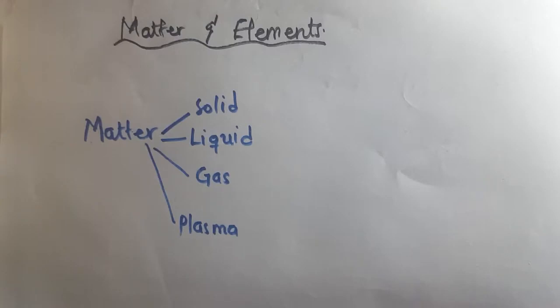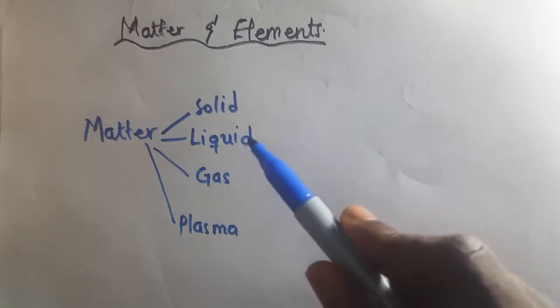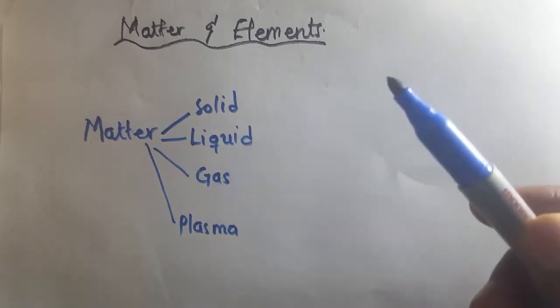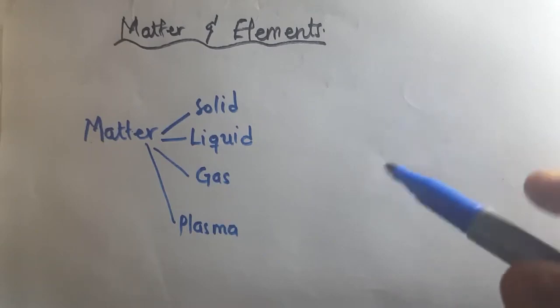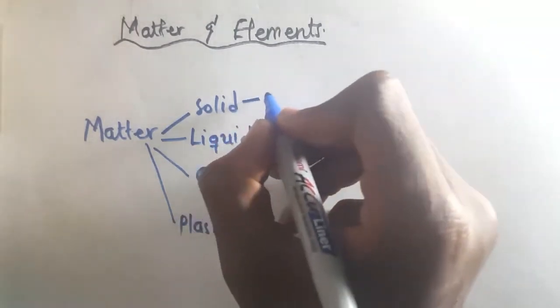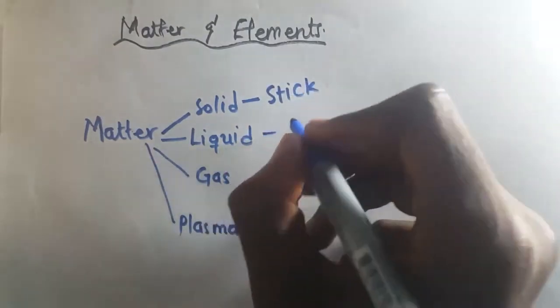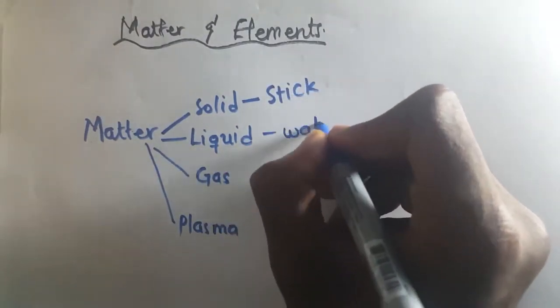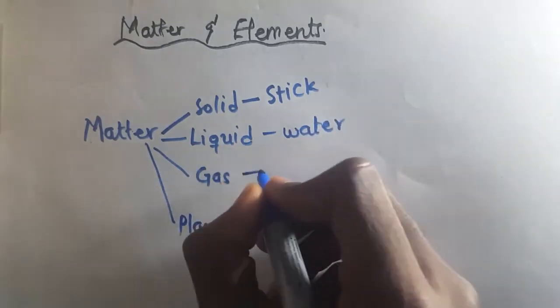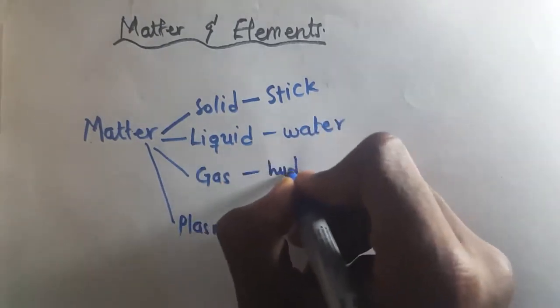Every solid, for example, when you take chalk and break it into pieces, that tiny piece is made up of elements, and there are about 112 or so elements. The same with liquid, the same with gas also. So let's give an example of a solid: let's say a stick. Liquid, let's just take water. For the gas, let's take hydrogen.